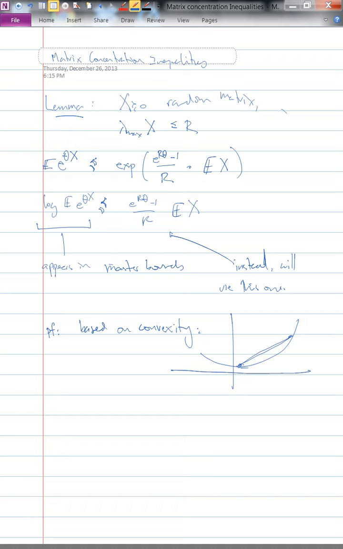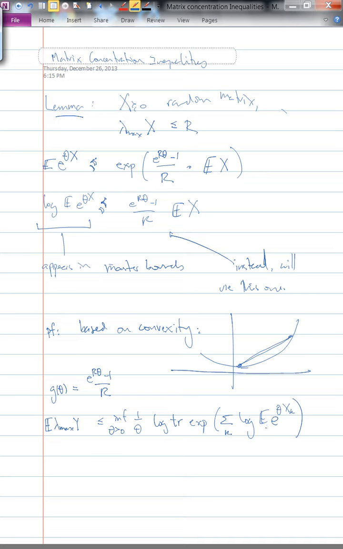So now let's put this all together. For notational convenience, let me define g of theta to be this quantity, e to the R theta minus 1 divided by R. So what do the master bounds tell us? The master bounds tell us that the expected value of lambda max of Y is less than or equal to the infimum over all positive theta of 1 over theta log trace exp of the sum over k of log expected value of e to the theta X_k. You see this is where we have this log expected value of e to the theta X_k, and because of the monotonicity of trace exp, we can replace that with what's on the right hand side by the lemma.